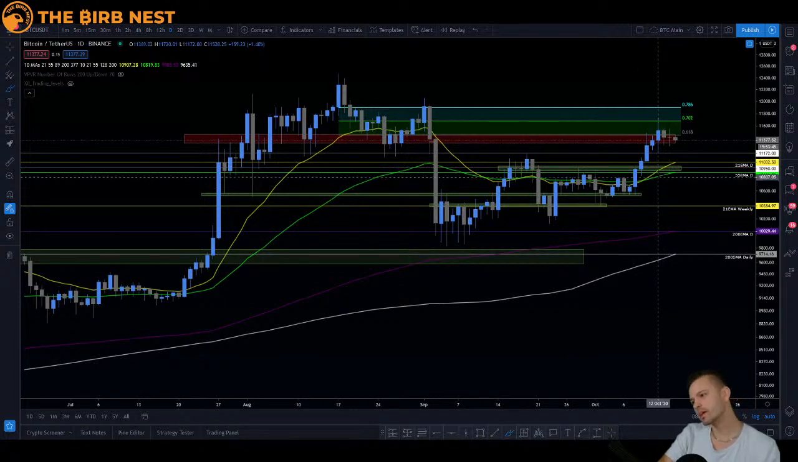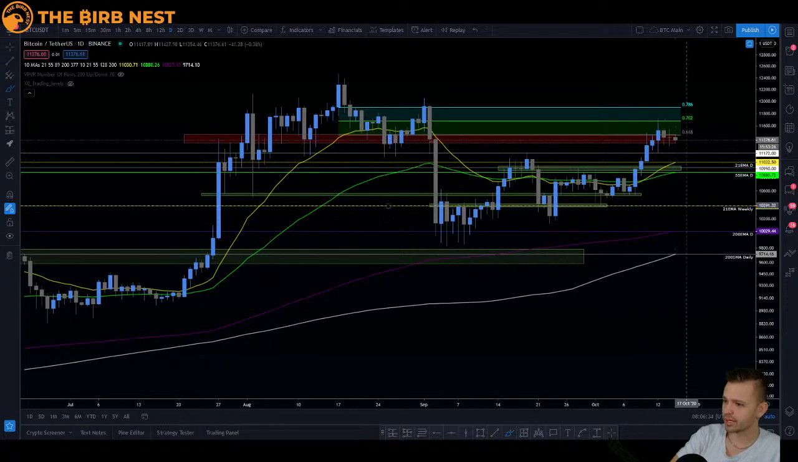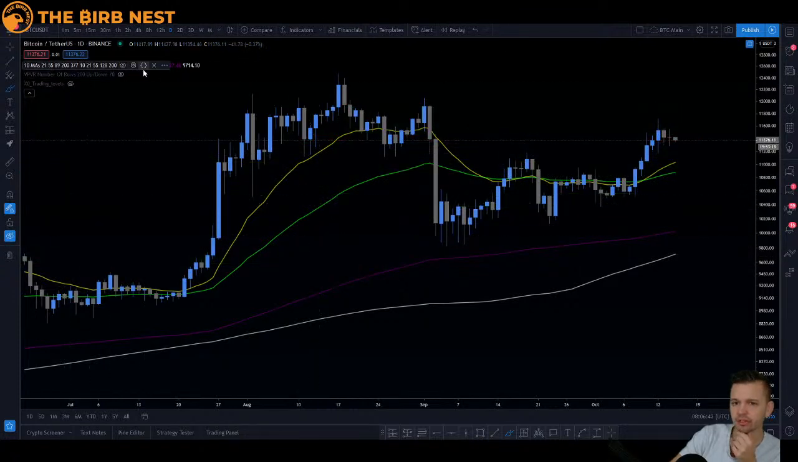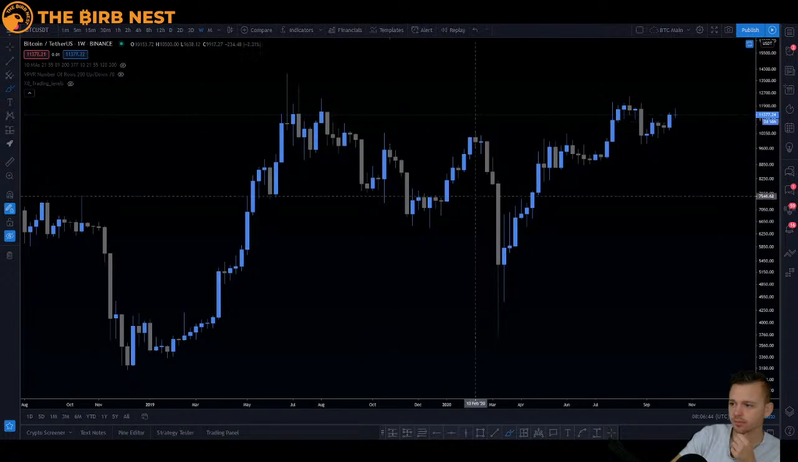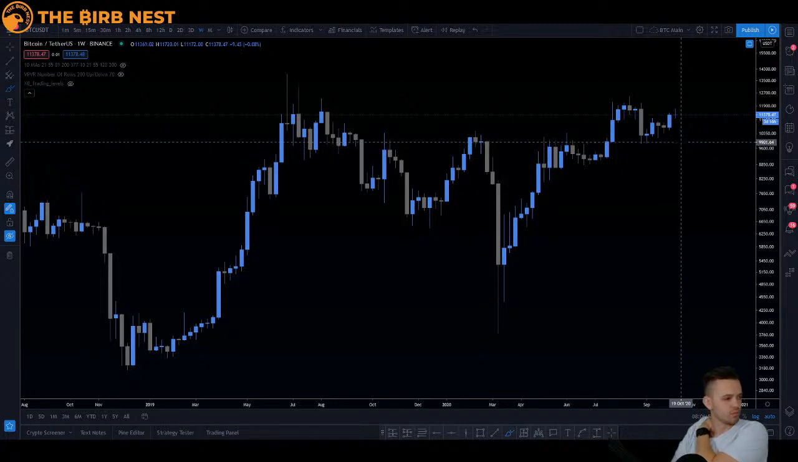Right, so I feel like this level down here at around 10,950 is quite a strong support level. You have the confluence with the 21 EMA in the daily and the 55 EMA in the daily. And if you remove all the drawings here, you look at the weekly, you have this beautiful rounded retest of the high time frame resistance level right here. I mean support level around 10.